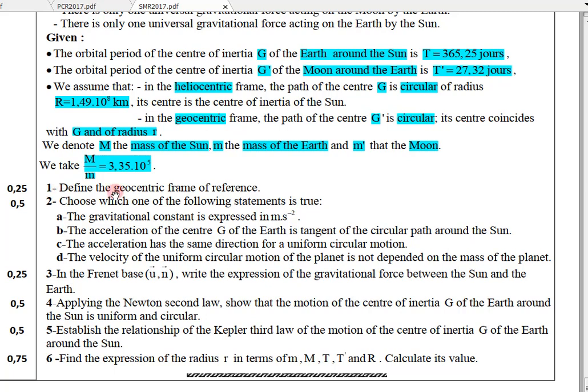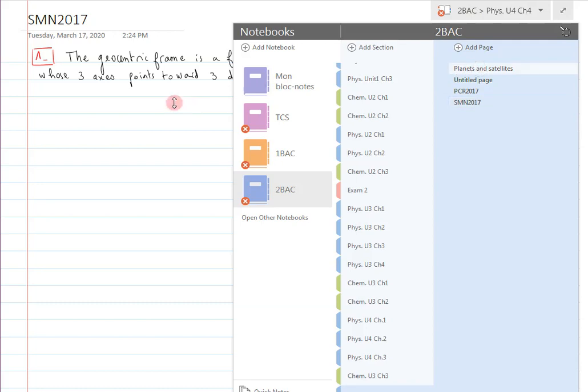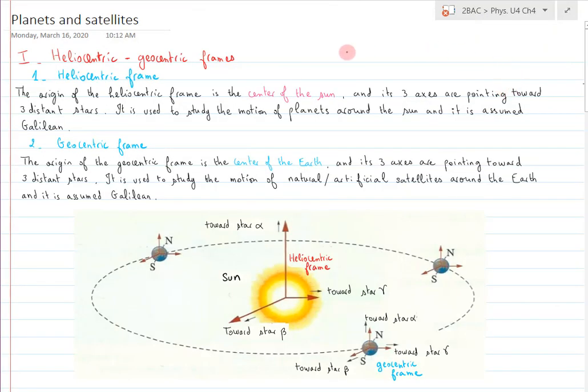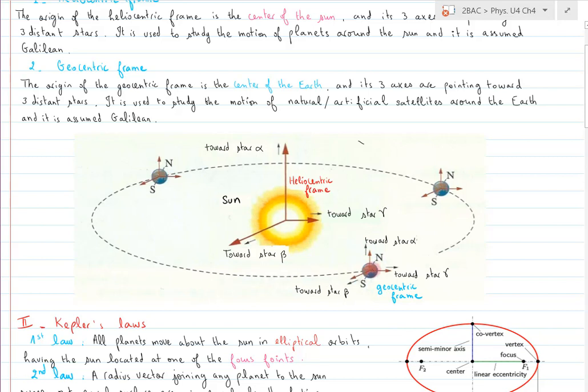So question 1, define the geocentric frame of reference. So as we have seen in the course, the geocentric frame is a frame whose origin coincides with the center of the Earth and whose three axes are pointing towards very distant stars.